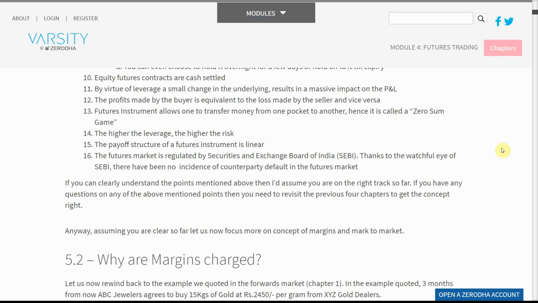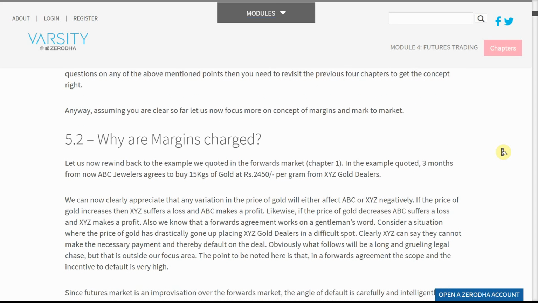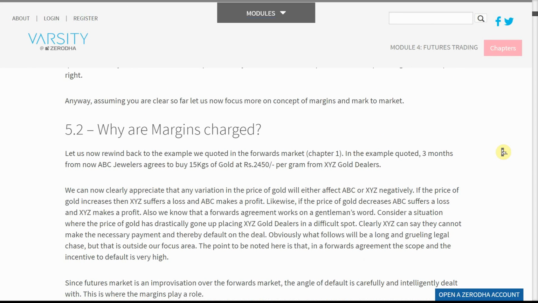If you can clearly understand the points mentioned above, then I'd assume you are on the right track so far. If you have any questions on any of the above mentioned points, then you need to revisit the previous 4 chapters to get the concept right. Anyway, assuming you are clear so far, let us now focus more on concept of margins and mark-to-market. 5.2 Why are margins charged?